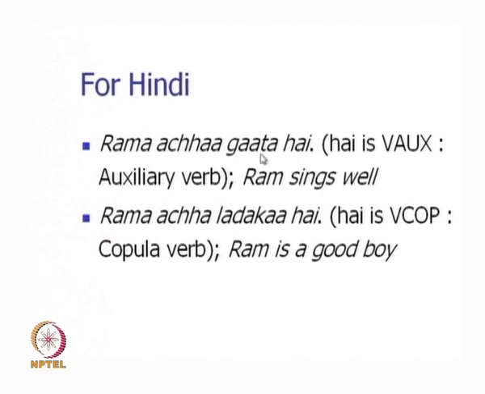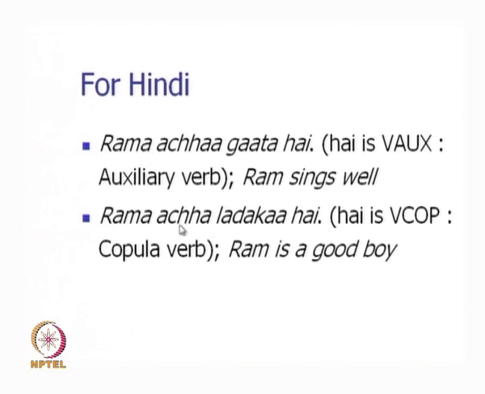Look at the word hai. Ram acha gata hai and Ram acha ladka hai. The first hai is a helping verb for gata hai. It carries the tense information, gender, number information also. So, Ram acha gata hai. If it was Sita, Sita अच्छा गाती है, लड़के अच्छे गाते हैं. So, है form would change. If the tense was past tense, Ram अच्छा गाता था. So, auxiliary verbs play an important role. It carries information about gender, number, person.